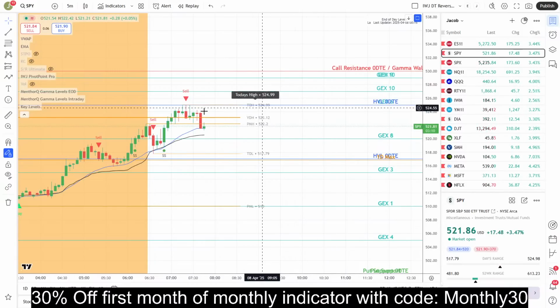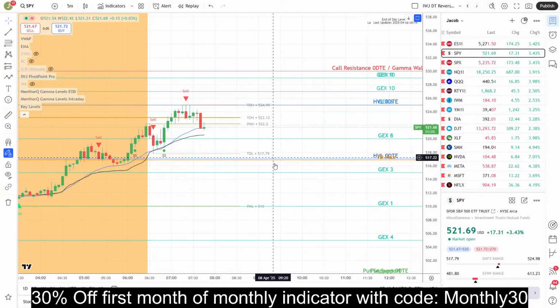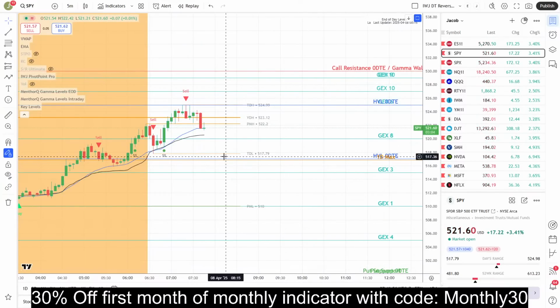But when I see a sell off of an HVL or a call resistance, or I see a buy off of an HVL or a put support down here, those are high probability trades. They don't always work out. Obviously, if you looked at the put resistance or put support over the Thursday and Friday, they all got mowed down.